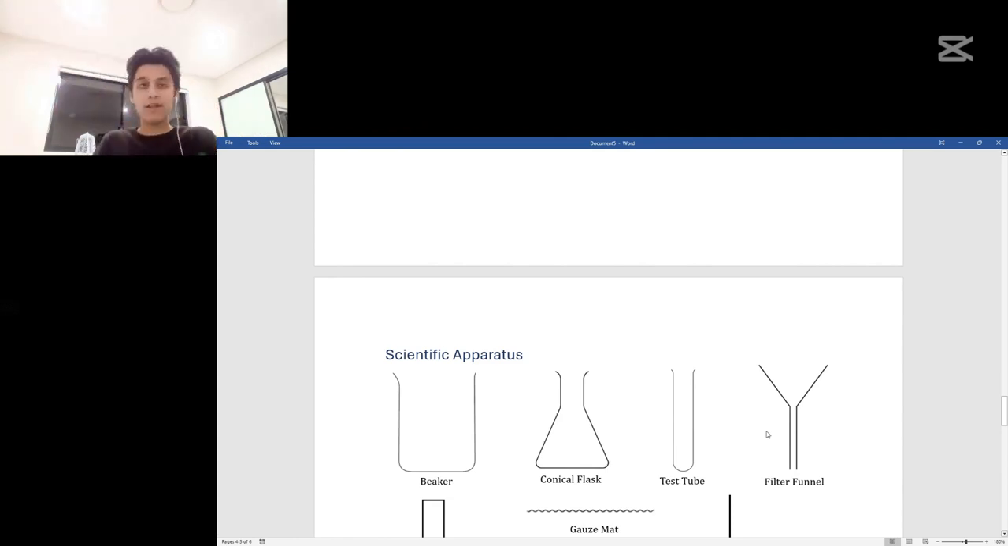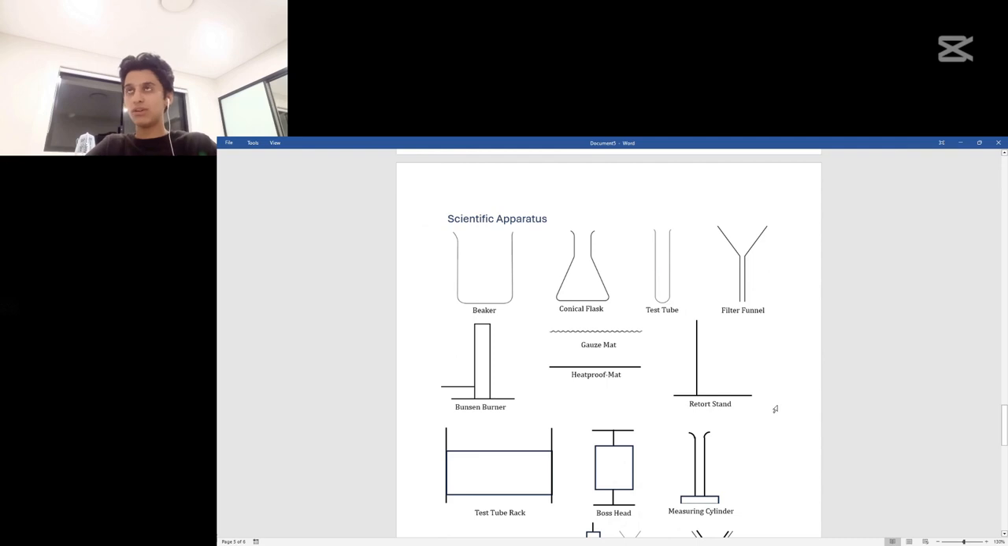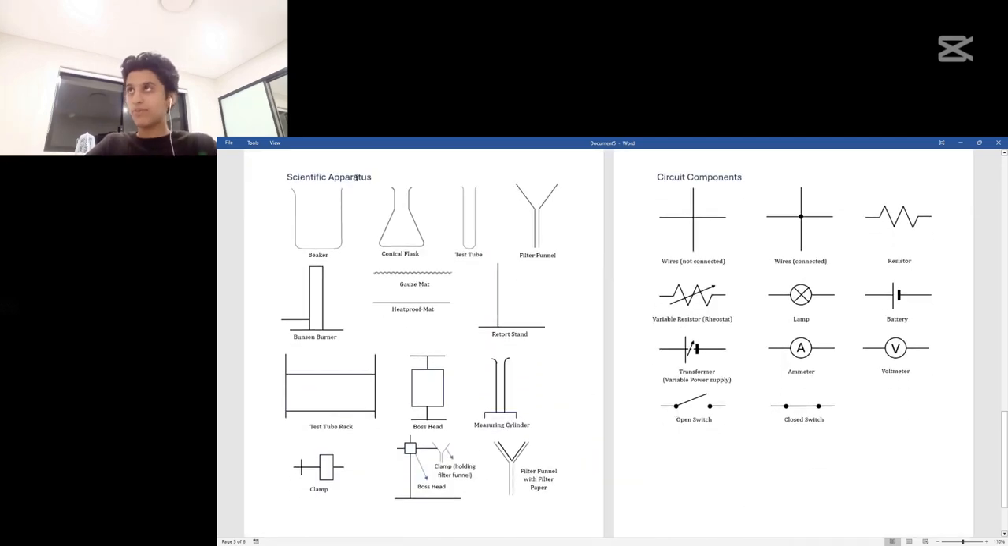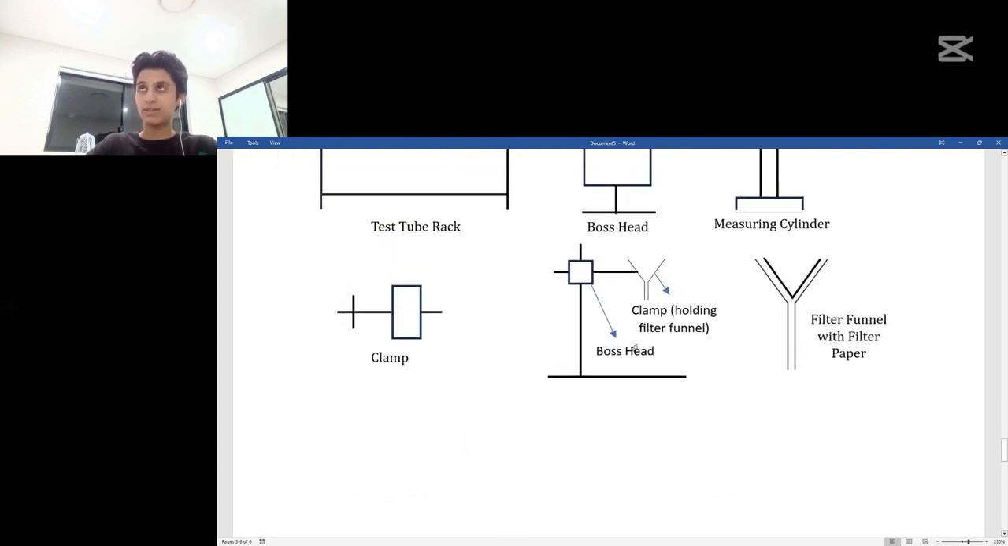Scientific apparatus. This is something I can't really explain. It's something you just have to take a screenshot of, print out, and keep with you. So, scientific apparatus: beaker, conical flask, test tube, filter funnel, Bunsen burner, gauze mat, heat-proof mat, retort stand, test tube rack, boss head, measuring cylinder, clamp. Okay, filter funnel with filter paper. Let's take a close look at the boss head and retort stand.